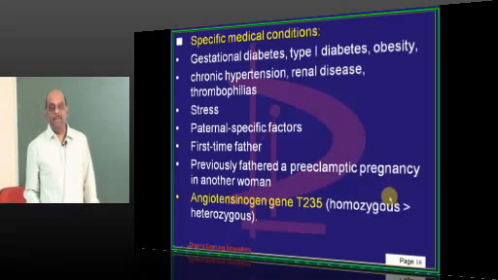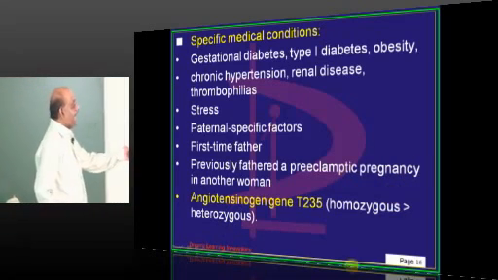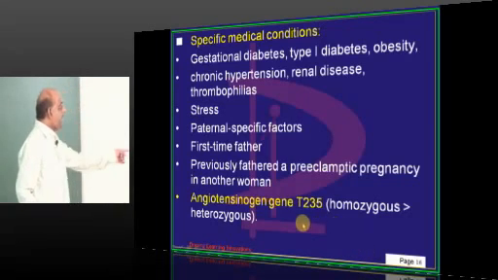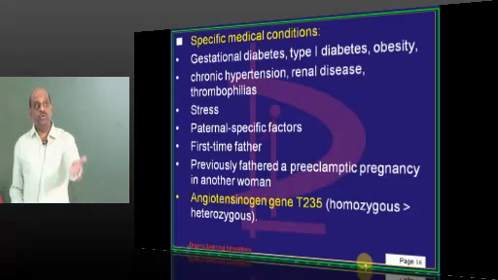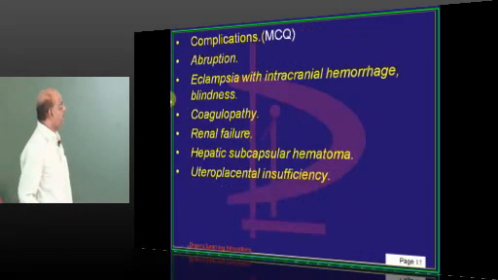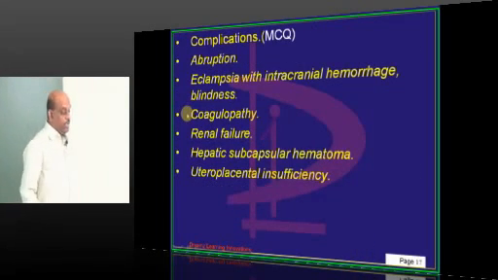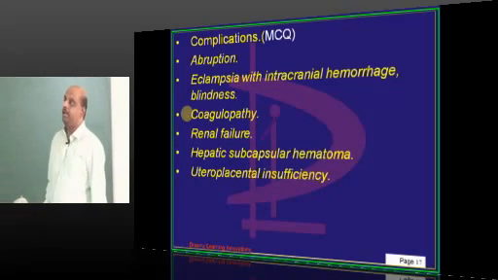Second wife can take a feedback from the first wife. Then angiotensinogen gene P235, those who are homozygous, they are also known to be the risk factors for the development of preeclampsia. Now what are the complications?